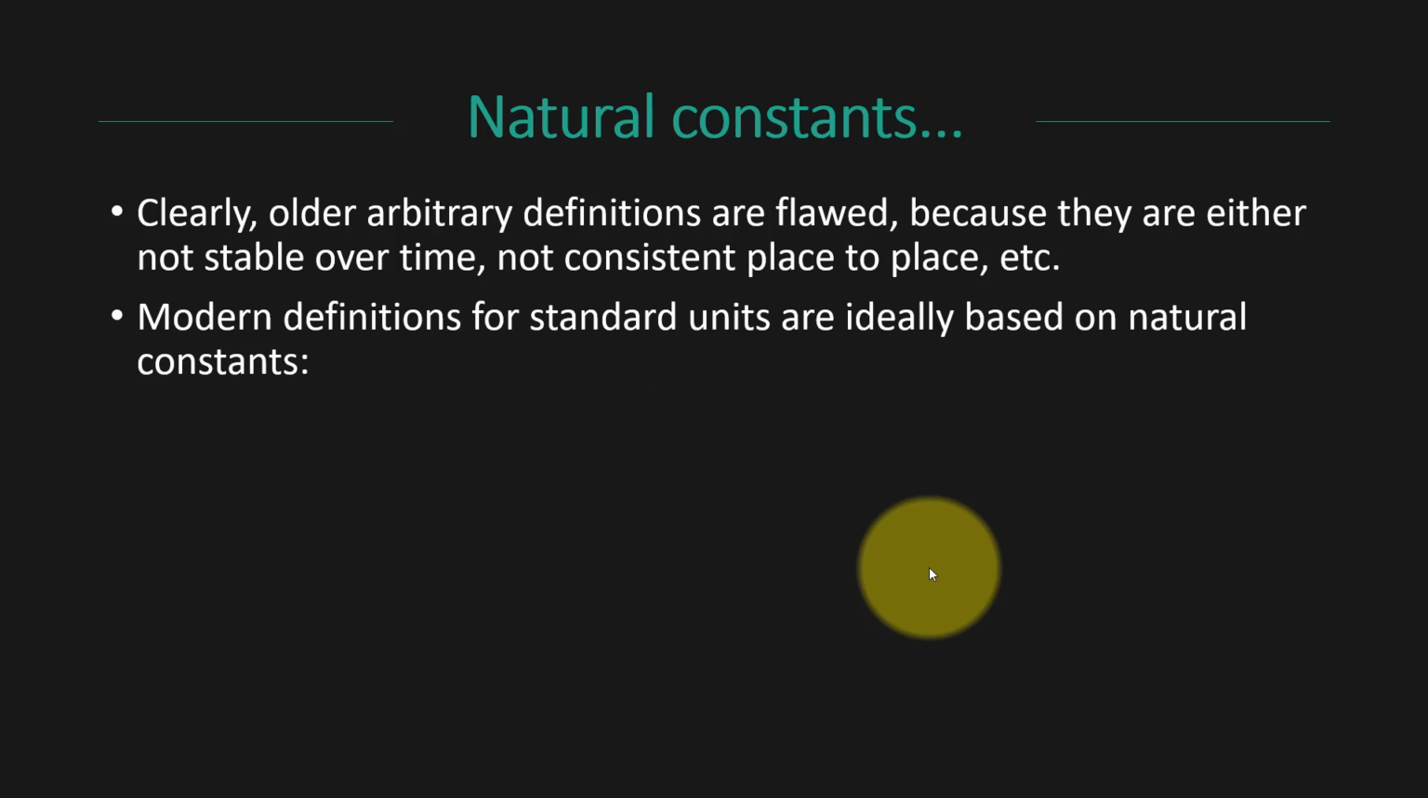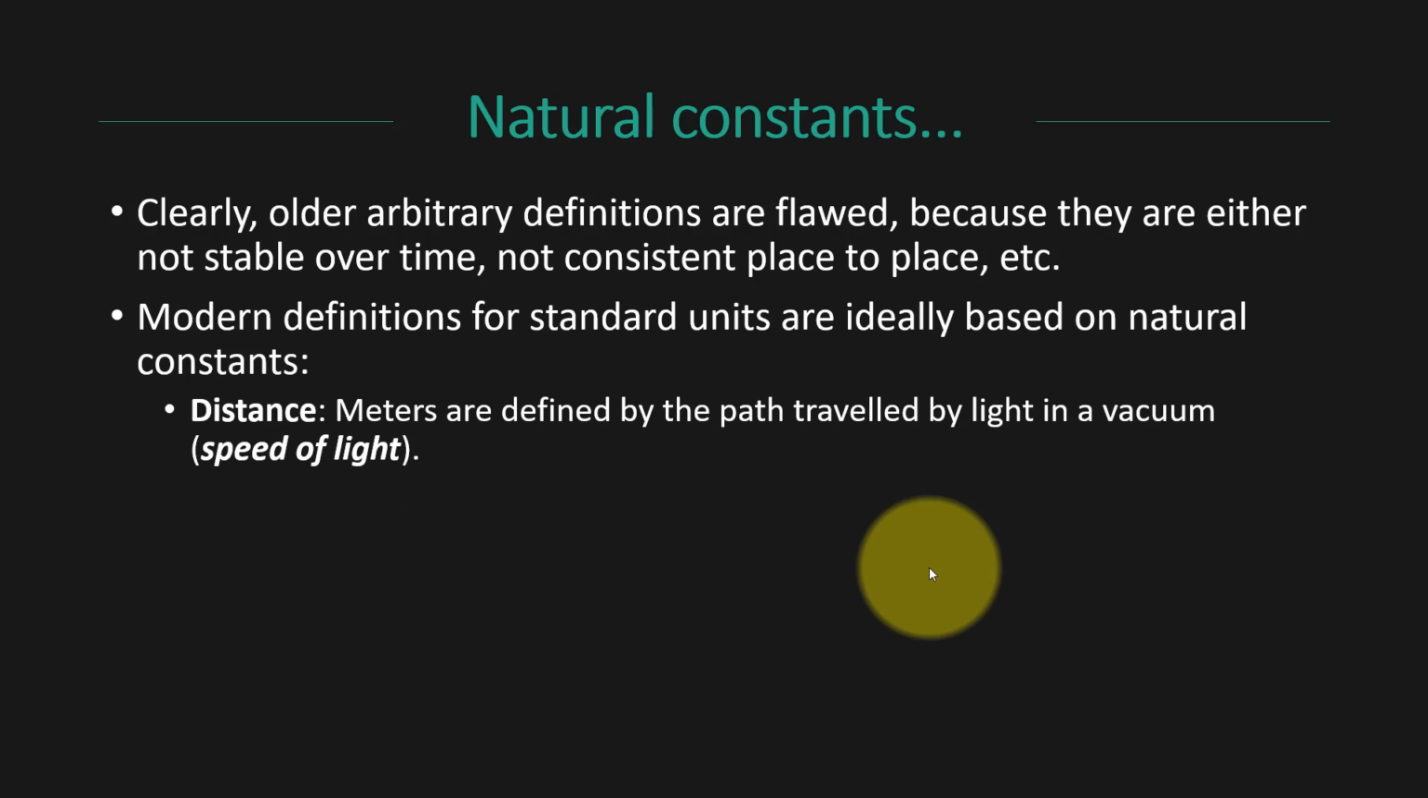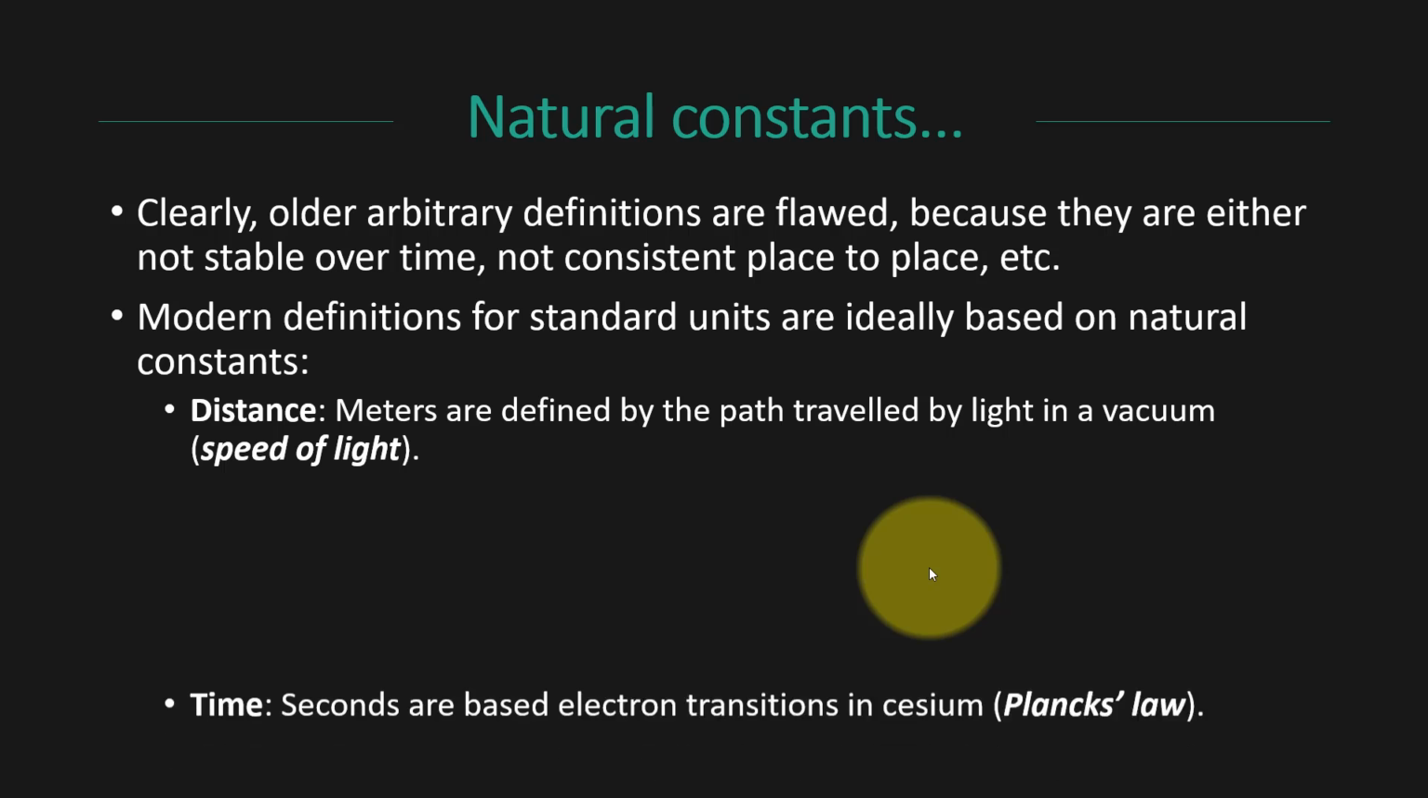Modern definitions for standard units, we generally try to base on natural constants. And so, for instance, distance: meters are defined by the path traveled by light in a vacuum. And we can say, okay, how far can light travel in a vacuum over X amount of time? That is the standard definition of a meter now that we can actually measure how light is traveling.